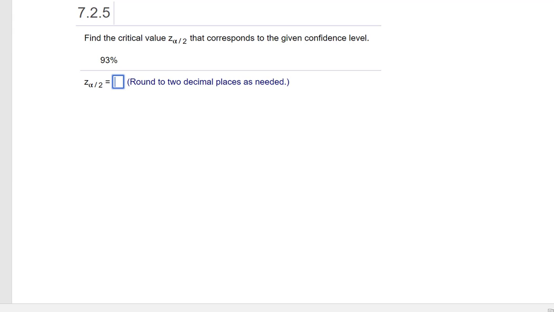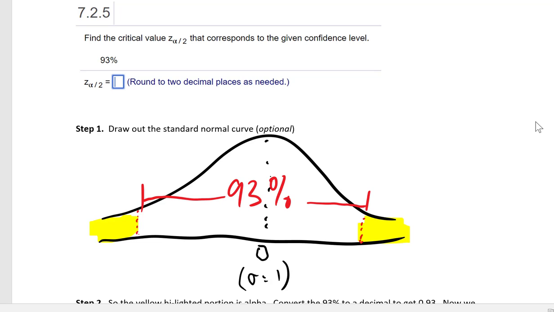Okay, this problem says find the critical value z sub alpha over 2 that corresponds to the given confidence level. In this particular case, it's 93%. Let's first begin by drawing this out. You don't have to do this, but I think it'll make it make sense. I don't want you just memorizing what to do every time.